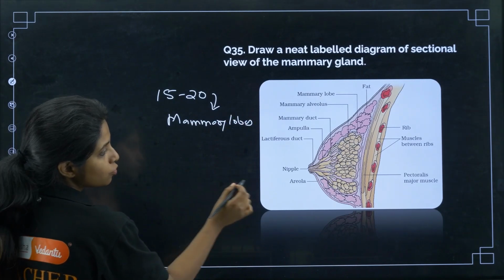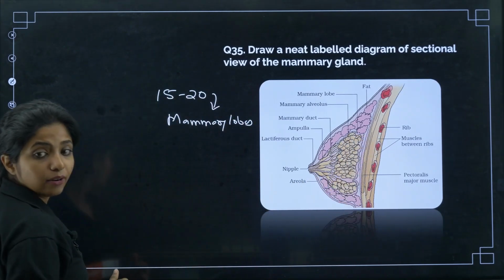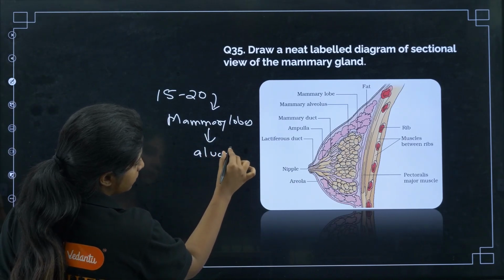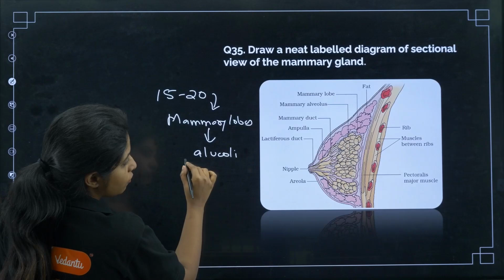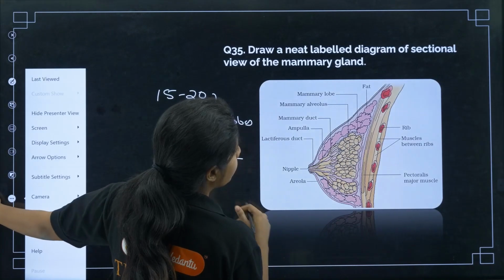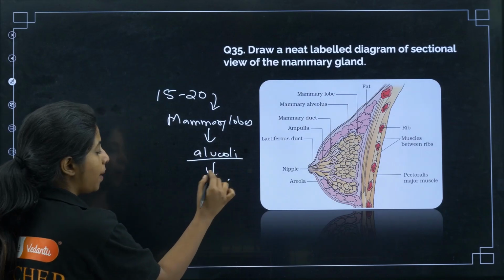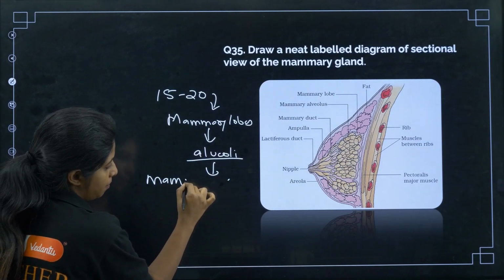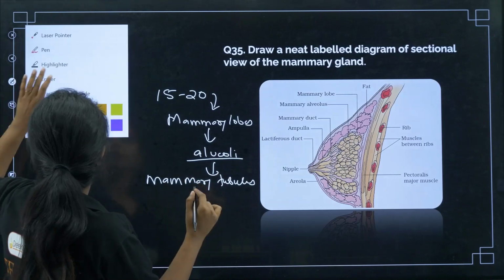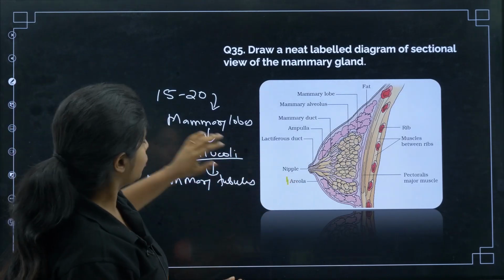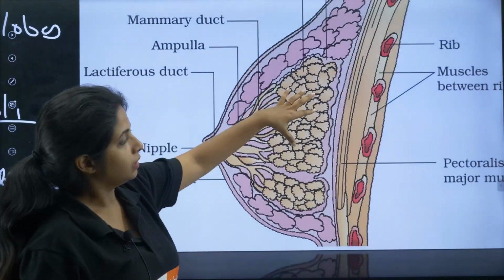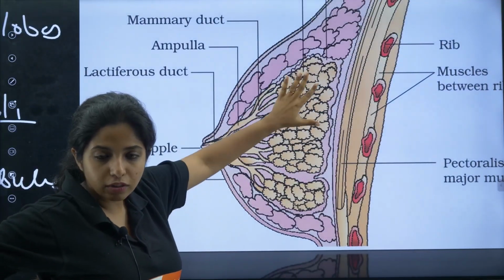And the mammary lobes have so many small structures like alveoli. Okay, so mammary lobes will be opening into alveoli, or basically mammary lobes have lots of alveoli, and the alveoli are going to open into mammary tubules. Mammary tubules, which is not shown in the diagram. I'll tell you why. Because if you see, this is the structure, lobes with alveoli.